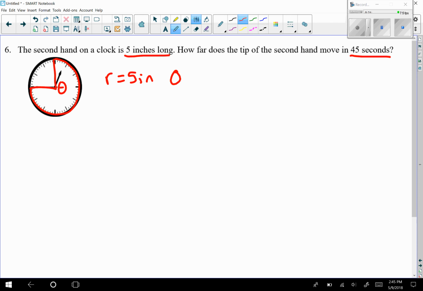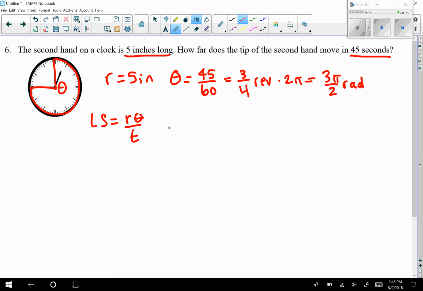We know that theta is going to be a part of the whole. So 45 out of the 60 gives me part of the whole, which is 3/4 a revolution. So we multiply that to 2 pi, we end up with 3 pi over 2 radians. So for the next part, we need to then just use our formula. Linear speed is equal to the arc length over time. So in this case, we have 5 inches over 1 radian times 3 pi over 2 radians.